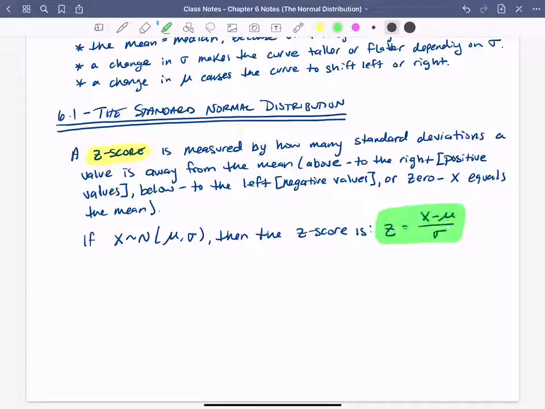You use this a whole lot. And there's one thing I want you to know about this. We are going to round z-scores to the nearest hundredth. Okay, and when we round to the nearest hundredth, that's 2 decimal places.